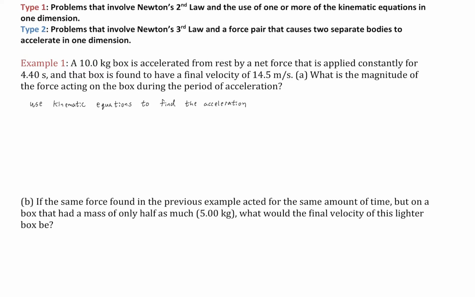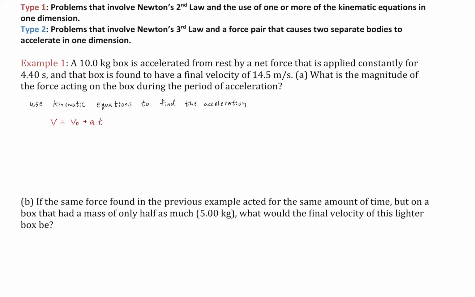Example 1. A 10 kilogram box is accelerated from rest by a net force that is applied constantly for 4.4 seconds, and that box is found to have a final velocity of 14.5 meters per second. What is the magnitude of the force acting on the box during the period of acceleration? We're going to use kinematics to find a, and then use a to find F. So let's do that.